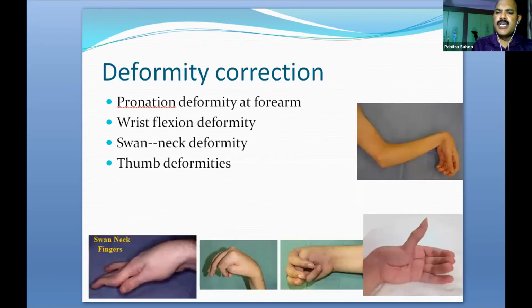Deformity correction is mostly directed towards the pronation deformity of the forearm. As I said, the shoulder is most of the time a forgivable joint, which has a wide range of motion that can compensate. So many times the shoulder requirement is very limited, and most of the time the surgery is directed towards the forearm and hand. The prominent deformities to be corrected are pronation deformity of the forearm, wrist flexion deformity, swan neck deformity of the fingers, thumb deformity, or a clenched fist. These include flexion deformity, extension deformity, thumb-in-palm deformity, and swan neck deformity.